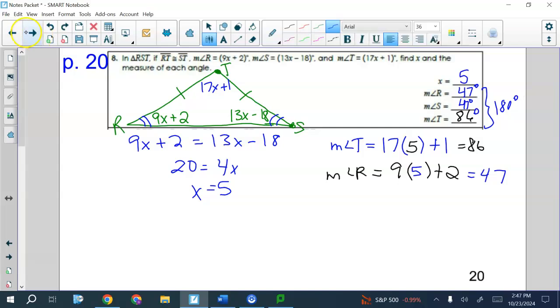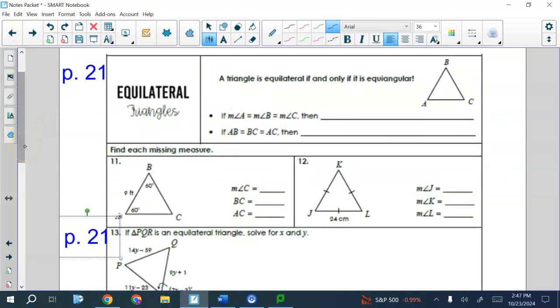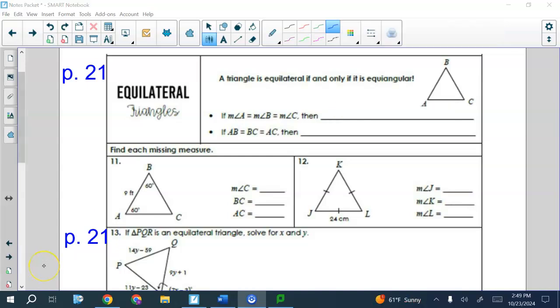All right. Let's flip it to that last page, 21, for today's notes. All right, equilateral triangles. A triangle is equilateral if and only if it is equiangular. So that means if all three angles are equal, then the measure of all three sides needs to also be equal. So we can say AB and BC need to also equal AC. All three of them are equal. Likewise, if we know all the sides are equal, then all the angles have to be equal. And remember, if all the angles are equal, we talked about this the other day, then they must all be 60 degrees.